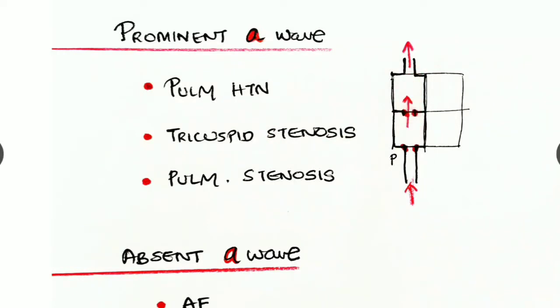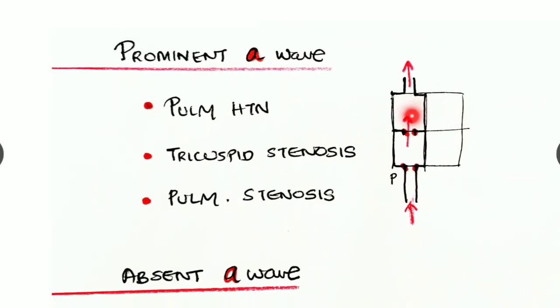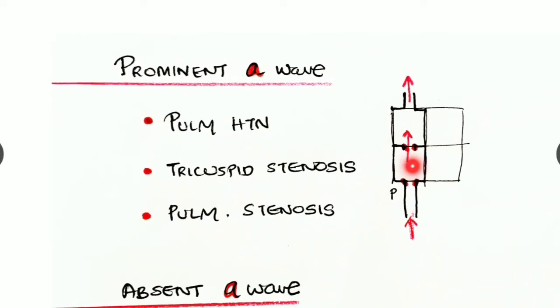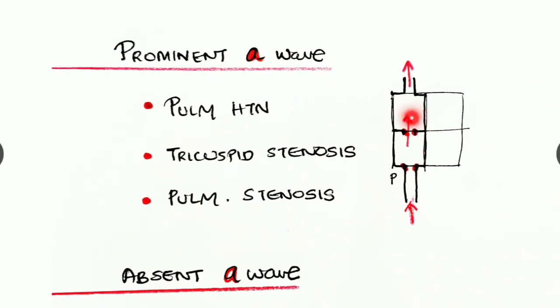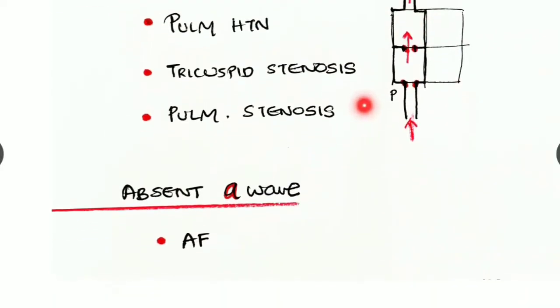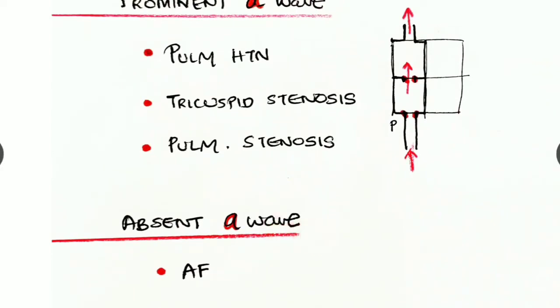the right ventricle, during the right atrial contraction, due to the stenosis in this valve, the right atrial pressure increases and causes a prominent A wave. This is similar to pulmonary stenosis, where in severe pulmonary stenosis there is reduced blood flow away from the right-sided chambers, and as a result the right atrial pressure also increases and causes the prominent A wave in the JVP. And what about the absent A wave?